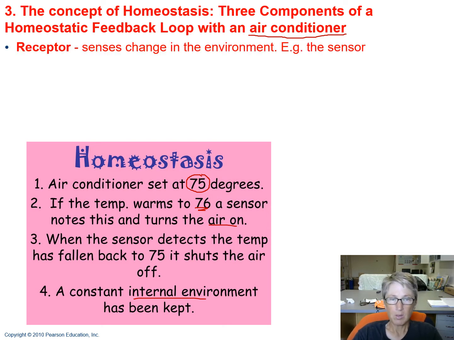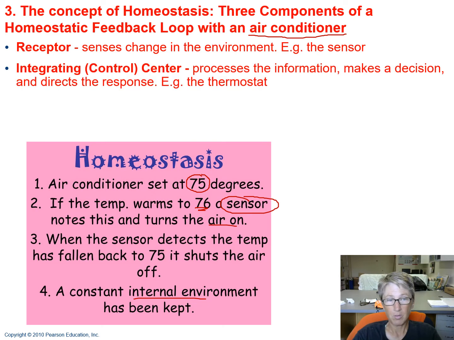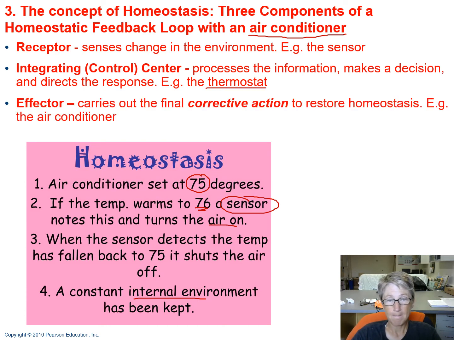So the receptor senses the change in the environment. And in our air conditioning example, there's a sensor in your thermostat. Also the integrating center will process the information about how cool the house is. It will make a decision and direct the response. So in this example, the thermostat will direct the response to turn the air conditioner on. And then the effector carries out the corrective action, and the effector in this example would be the air conditioner.